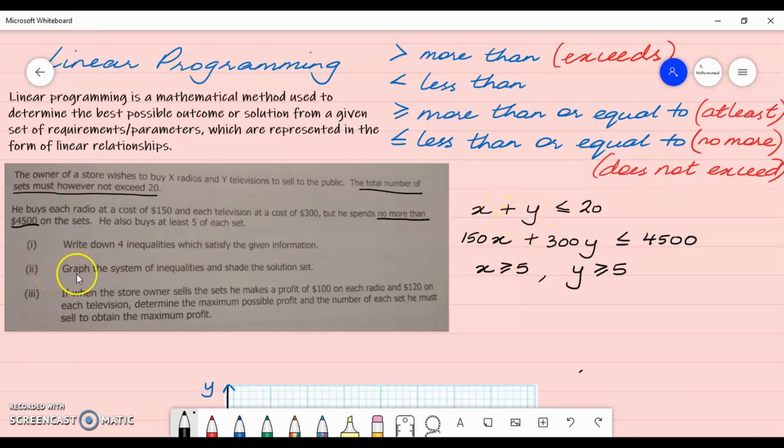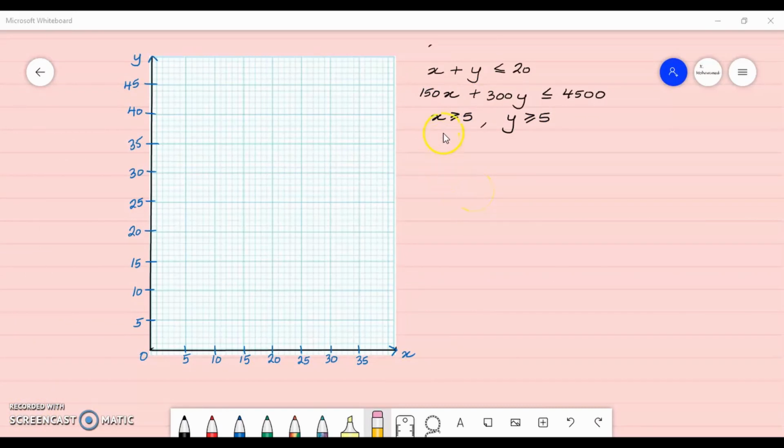Next, part 2: graph the system of inequalities and shade the solution set. So here I have my inequalities and now I need to plot them on my graph. I'm going to start off with the first inequality, X plus Y is less than or equal to 20. In order to do this, I need to pretend that I have an equation that I am working with. So X plus Y is equal to 20.